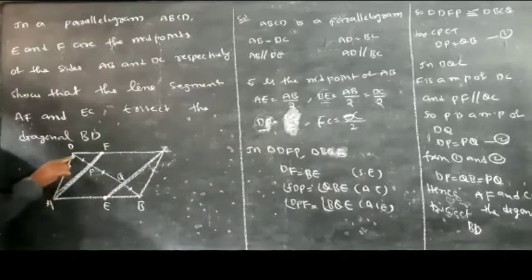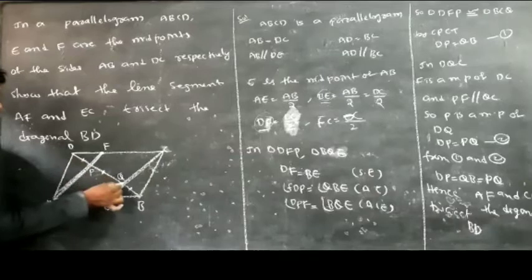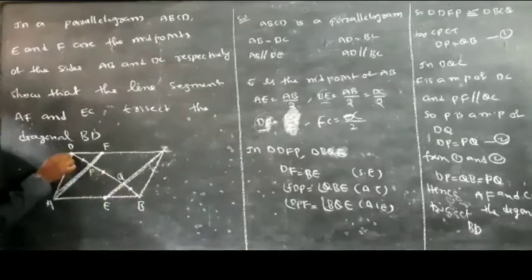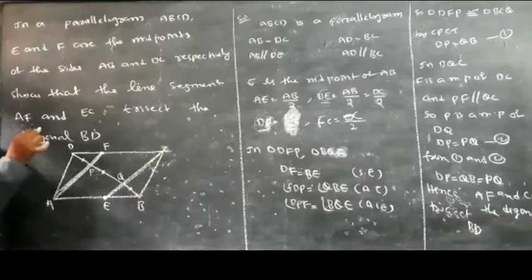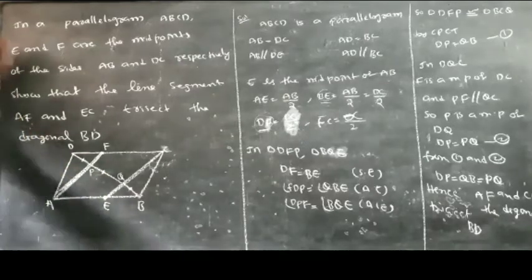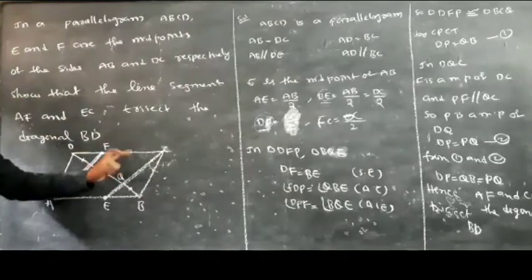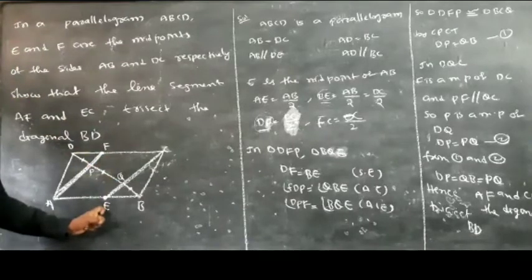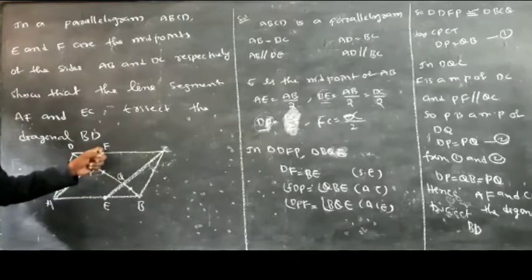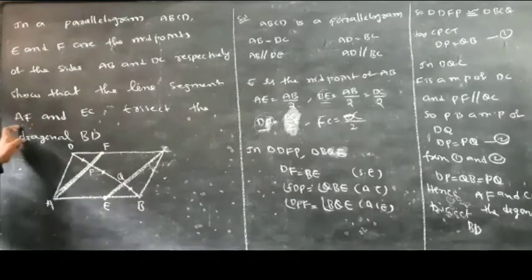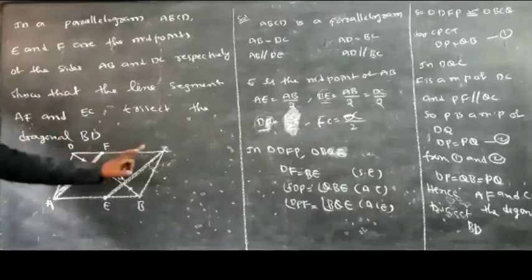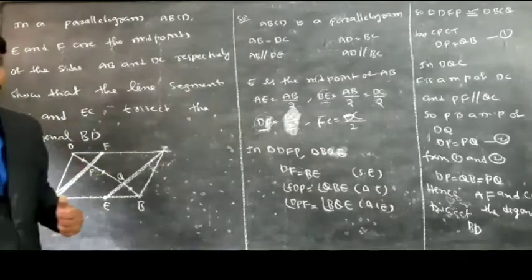Trisect means the diagonal is divided into three parts: DP, PQ and QB. So this diagonal is divided into three parts, and you have to prove that the three parts are equal. It means trisect. Here in a parallelogram ABCD, E is a midpoint of AB and F is a midpoint of DC. Show that the line segments AF and EC trisect diagonal BD.